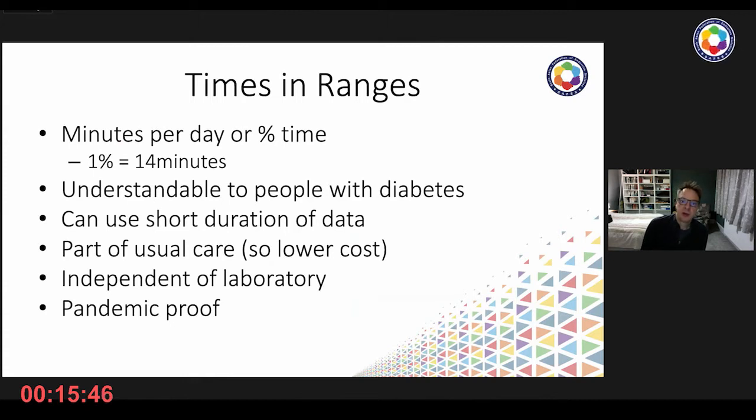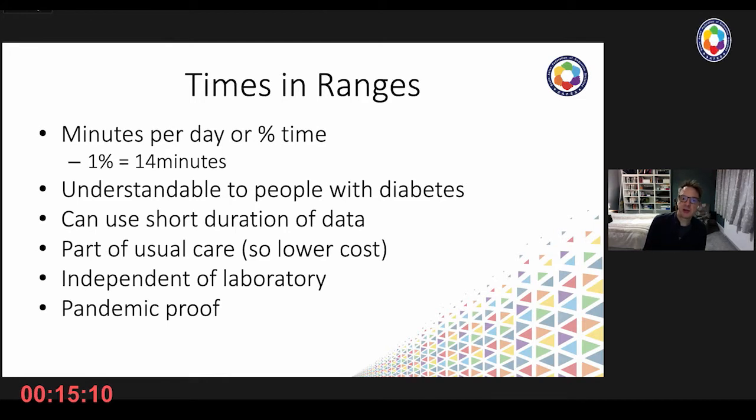So when we talk about times and ranges, they're expressed in one of 2 different ways generally. So they're either expressed as minutes per day or percentage time. So if we think about percentage time in range, in general, we're aiming for over 50% time in range, and each 1% there is approximately 14 minutes of your day. So if we say that somebody spends 2% of the time in hypoglycemia, that means on average they'll spend 28 minutes per day with a value below target.